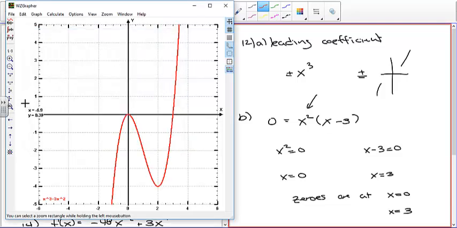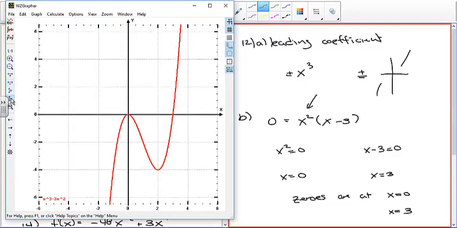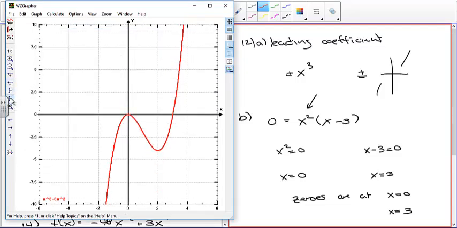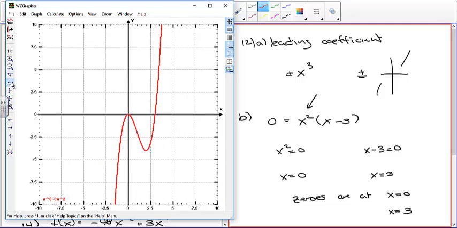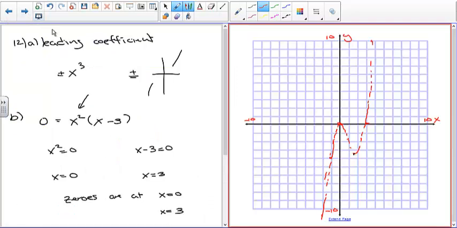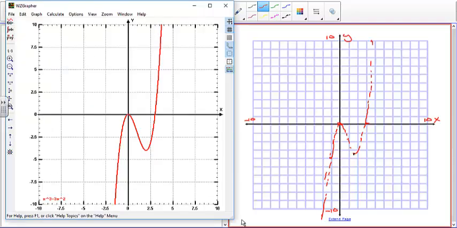And let's zoom out in the y direction so we can go all the way to 10. There we go. And in the x direction we'll zoom out so that we get to 10. There we go. So we've got 10 here and 10 there. And let's compare that with our graph.